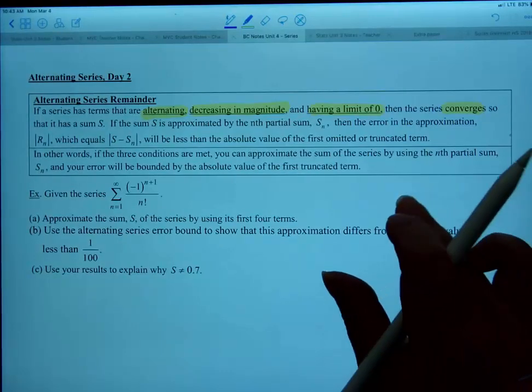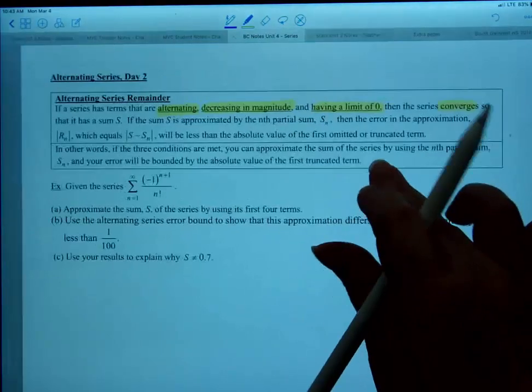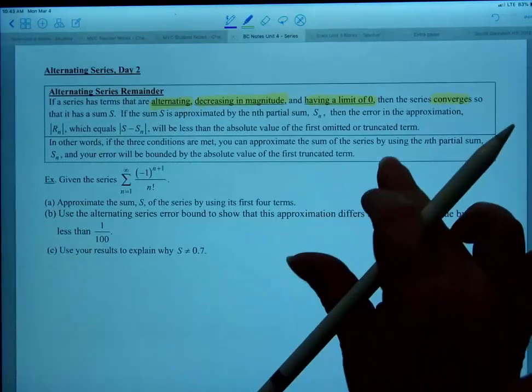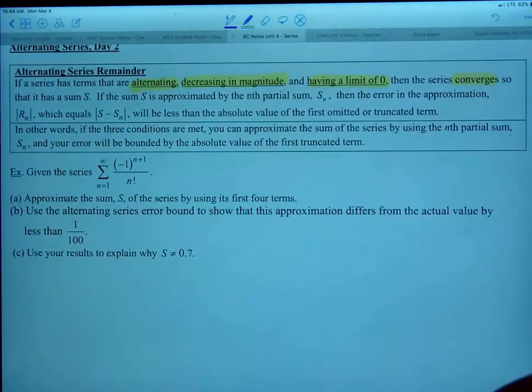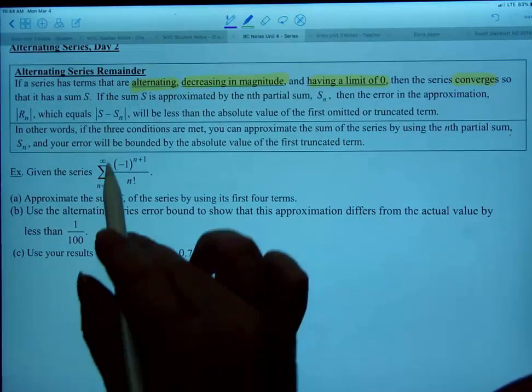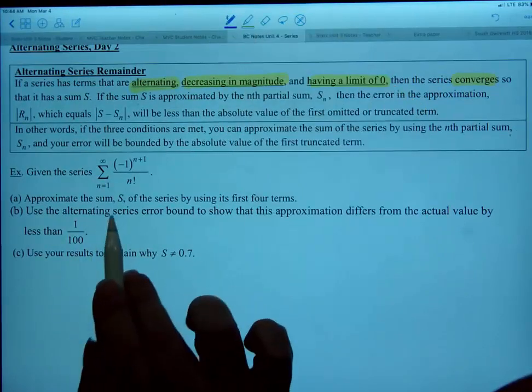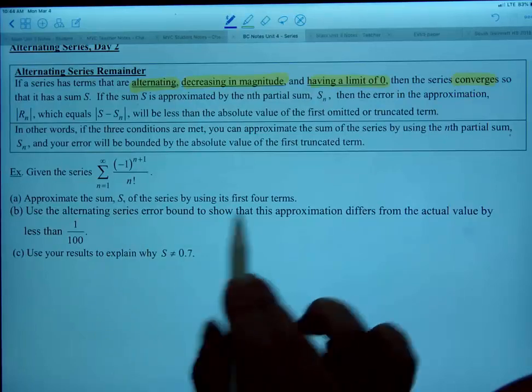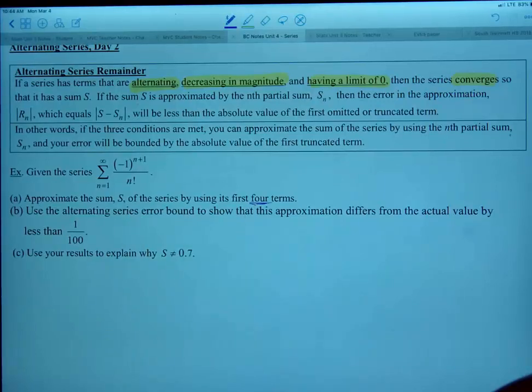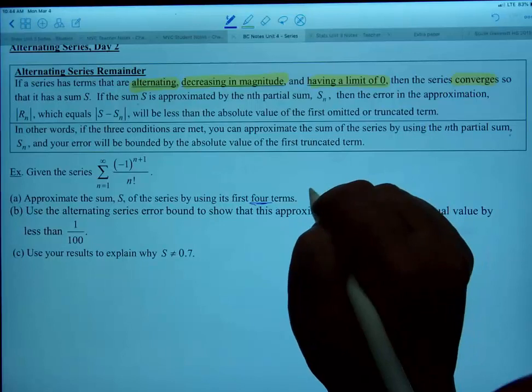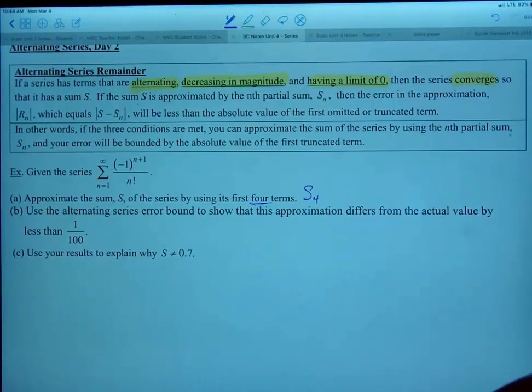All right. So let's take a look at this first example. We have the sum of -1 to the n plus 1 over n factorial, starting at 1 and going to infinity. Part A says approximate the sum S of the series by using its first 4 terms. So we call that S sub 4. When you put a little 4 at the bottom, that means you're going out 4 terms. If you put a little 6, you're going out 6 terms, etc.